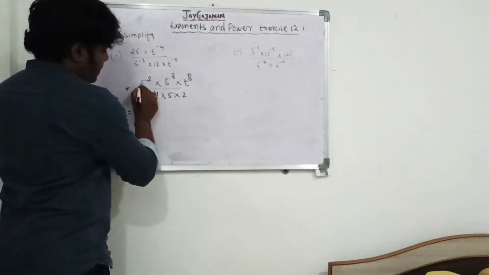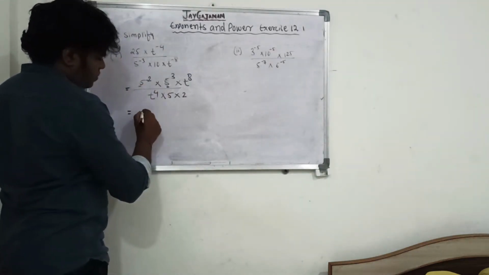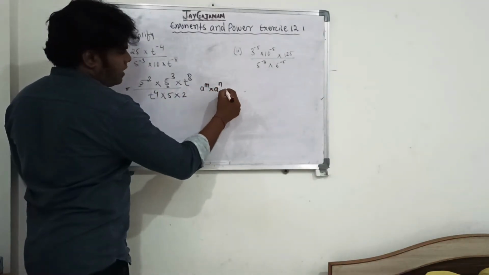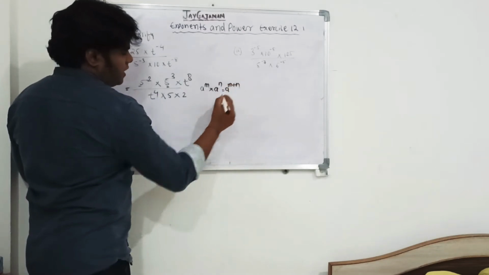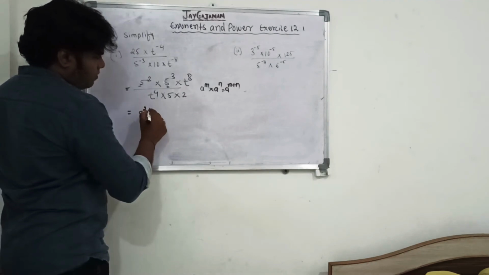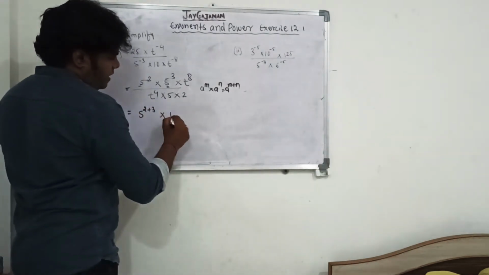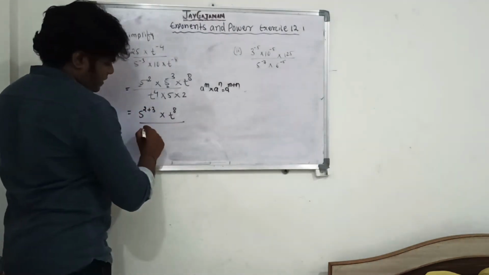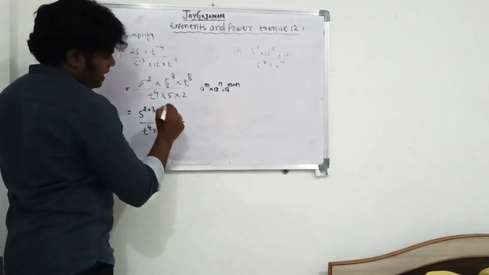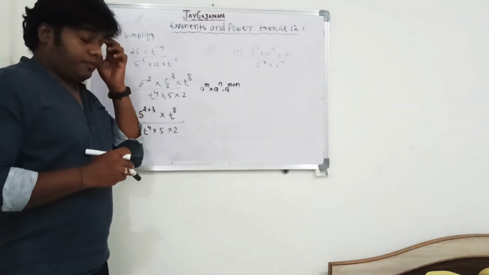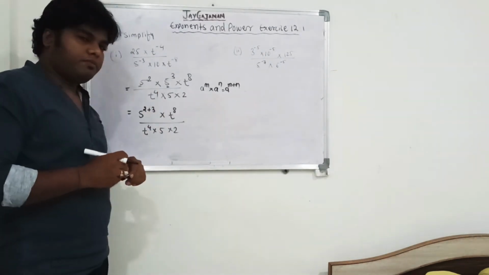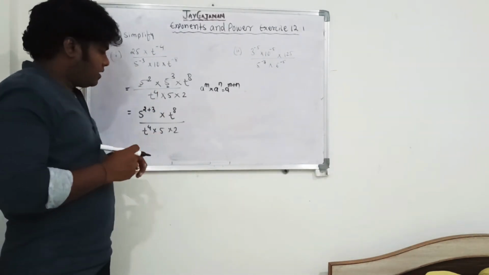So now this is your a to the power m into a to the power n is equals to a to the power m plus n. Correct? So this identity we are going to use here. 5 to the power 2 plus 3 multiplied by t to the power 8 as it is. T to the power 4 into 5 into 2 as it is. Correct? Okay. Now what? Again, this I have to take it up. Correct? This I have to take it up. Now what I will do?